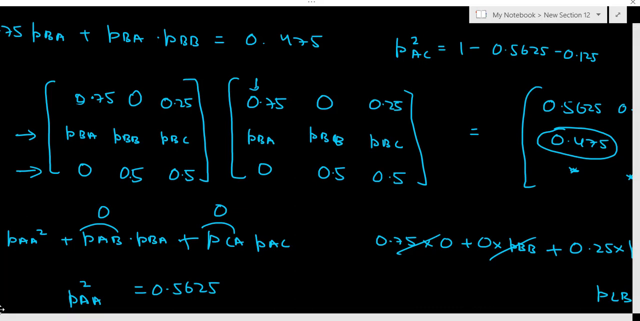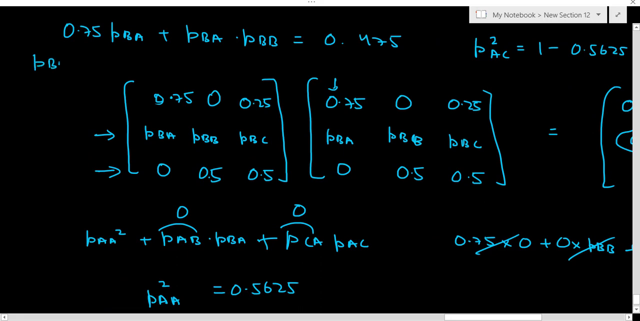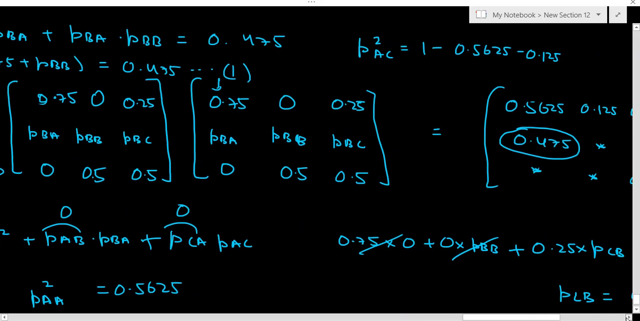So actually what you can do here is you can take the PBA common, and you can say that 0.75 plus PBB is equal to 0.475, right? So that is known. This gives me an equation. So let's call this 1. This is one equation that I have, and this last known value of 0.4 will give me another equation.